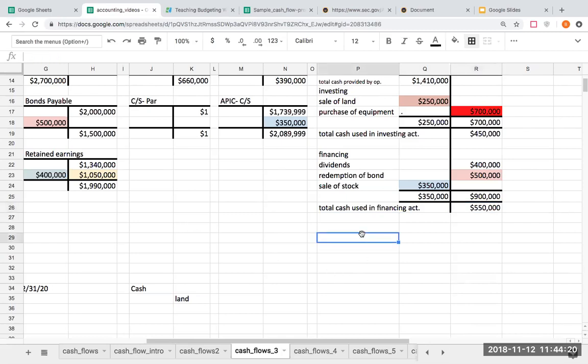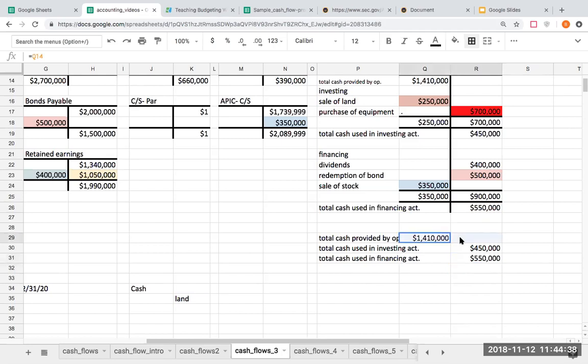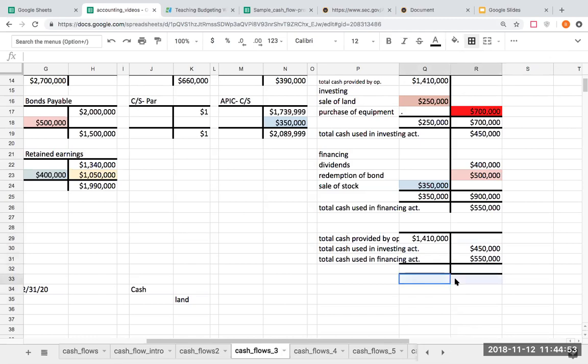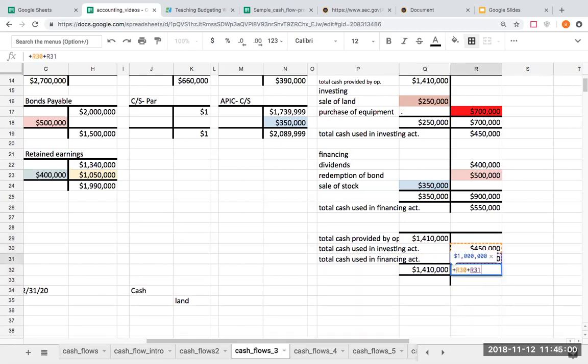When I add up the three amounts, or cash provided by operating activities of $1,410,000, my cash used in investing activities of $450,000, and my cash used in financing activities of $550,000, what I'm going to be ending up with here is a total of what? It should hopefully be my ending cash balance, or excuse me, my change in cash. I've got 1,410,000. So my increase in cash is going to be 410,000. Okay, that was a lot.